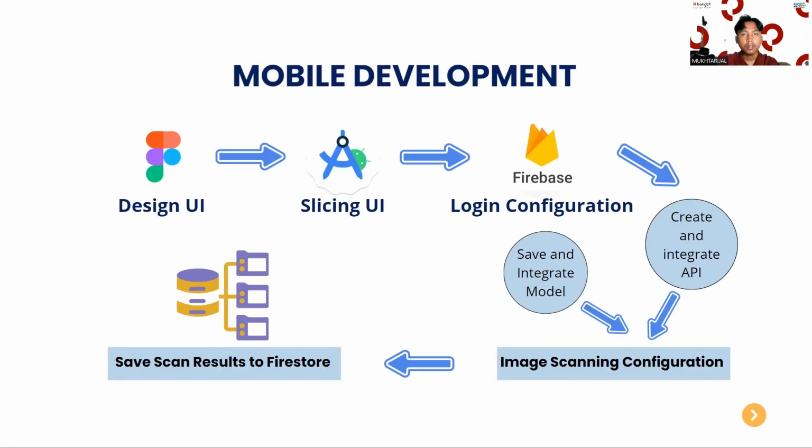In mobile development, the process involves several key stages. We start with UI design in Figma, which is then converted into XML layout in Android Studio. After that, login configuration is done using Firebase. Next, APIs for articles are created and integrated. Machine learning models are stored in Firebase ML, and image scanning configuration is applied. Finally, the scan results are stored in Firestore.